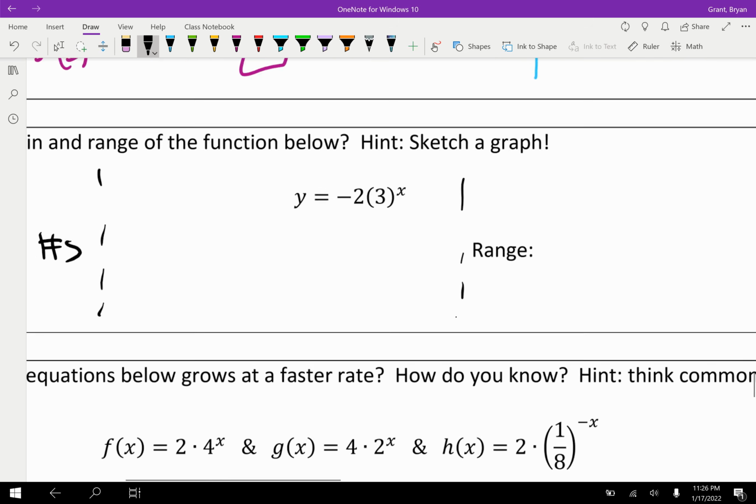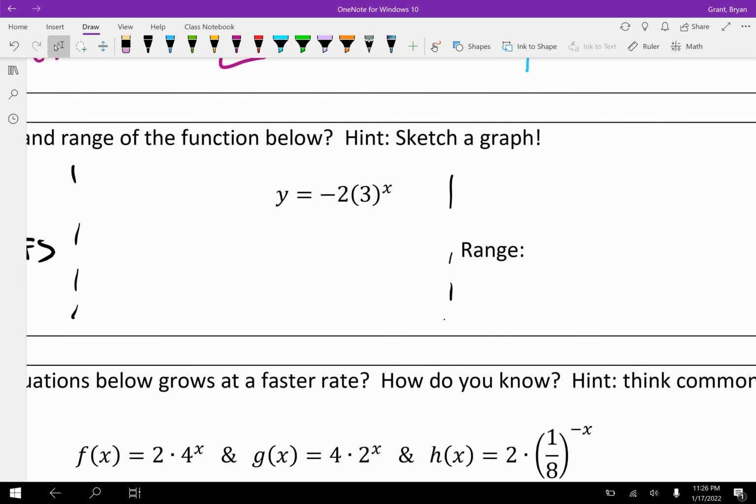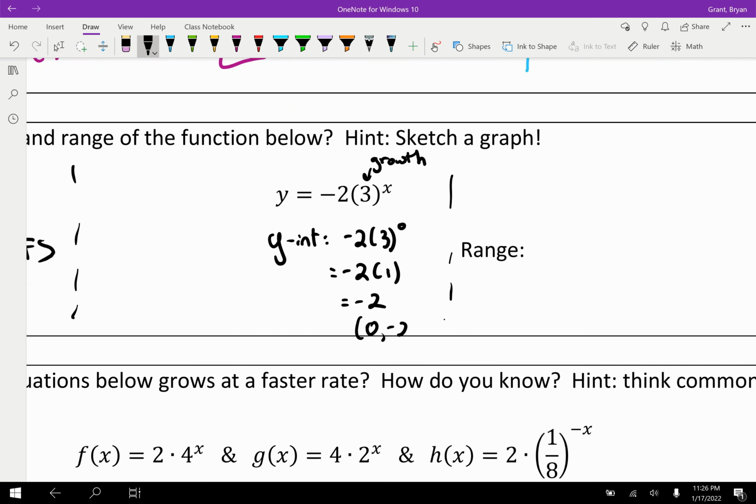Let's sketch a graph. To sketch a graph, we need to know, is this growth or decay? Well, the 3 is greater than 1, so it's growth. And then we also need to know the y-intercept. So my y-intercept here will be negative 2 times 3 to the 0th, negative 2 times 1, which is negative 2. So it's the point 0, negative 2. So here's my super rough sketched graph.